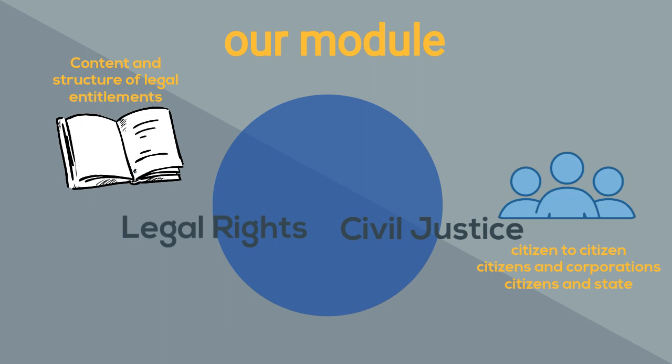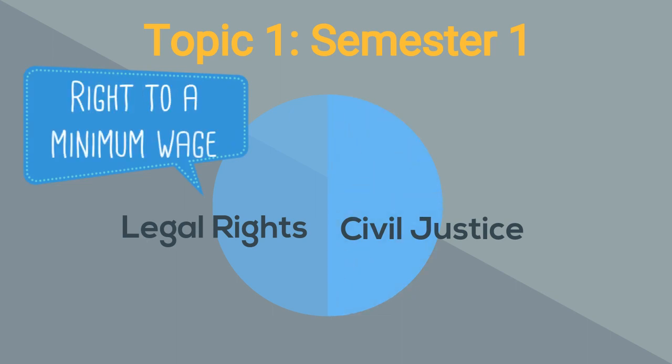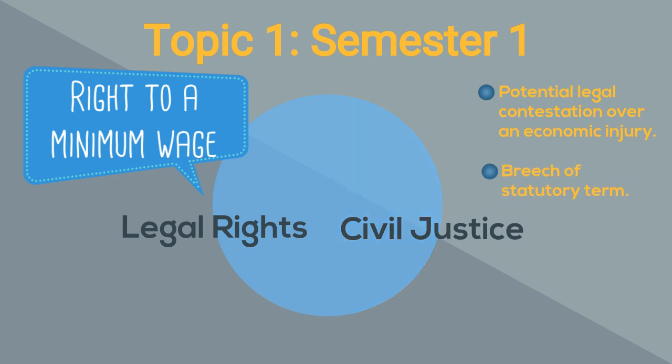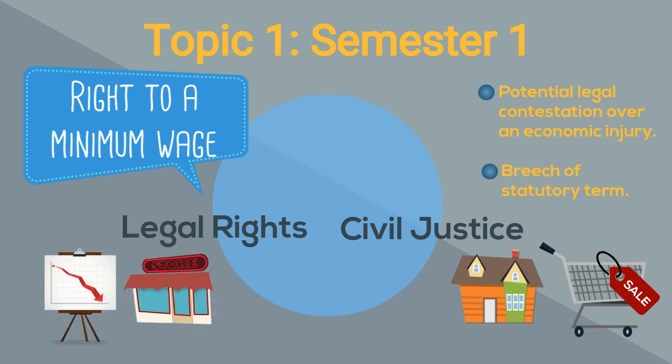We have 5 topics to cover in semester 1, and we begin with a consideration of the right to a minimum wage. As a civil justice matter, the right to a minimum wage creates the potential of legal contestation over an economic injury that arises as a breach of a statutory term of contract. As a result of that potential for litigation, the right to a minimum wage crafts the living standards of people in lower waged work, as well as the business viability of employers who are sensitive to labour costs.